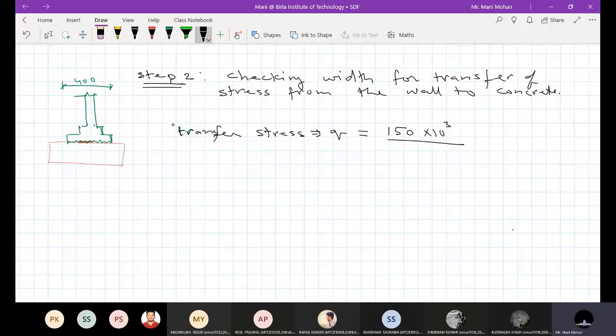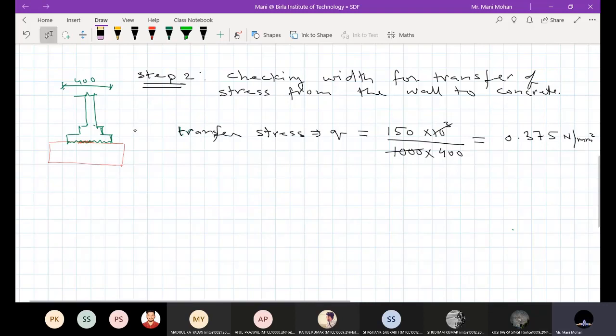So I've converted this to Newton, divided by, since I have a 1 meter strip, 1000 into this width, which is 400. So 1000 into 400. Okay, so I get this Q, if you do this computation, 1000 cancels now, 150 by 400, so 15, it will be 0.375. Please check this. Newton per millimeter square.